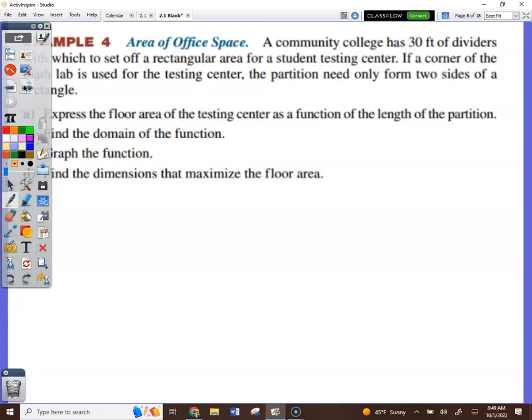Okay, a community college has 30 feet of dividers with which to set off a rectangular area. If a corner of the lab is used, the partition needs only form two sides. It would be like me saying, I want this to be my testing area, so I'm going to put dividers up here and here. Does that make sense?